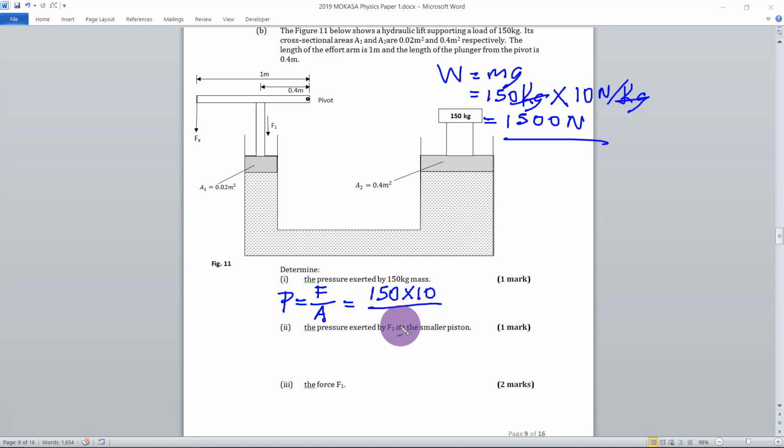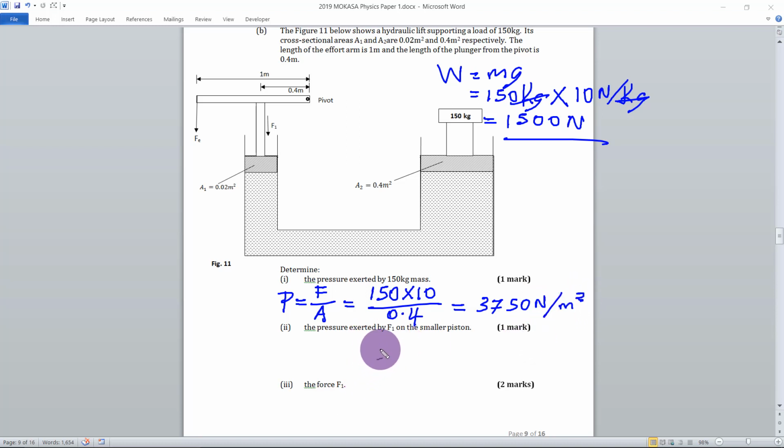And that is what I have here. Divide by that area, which is 0.4. And this gives us 3,750 newtons per meter squared.